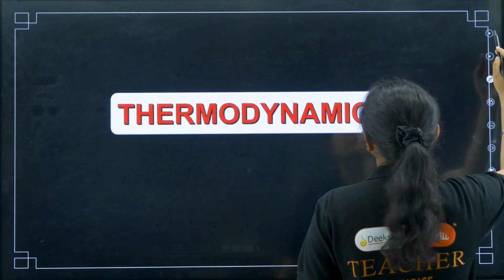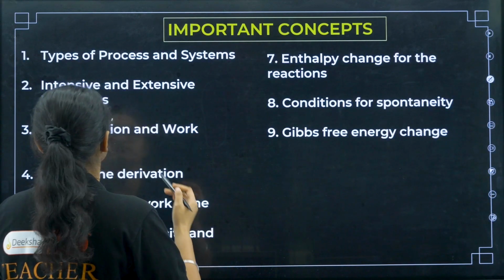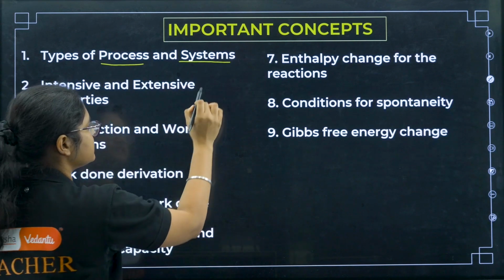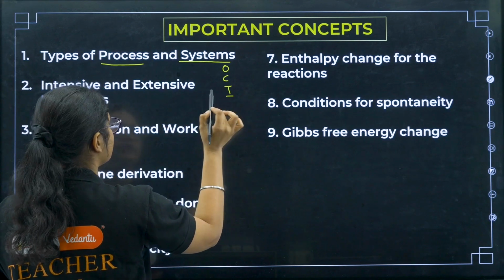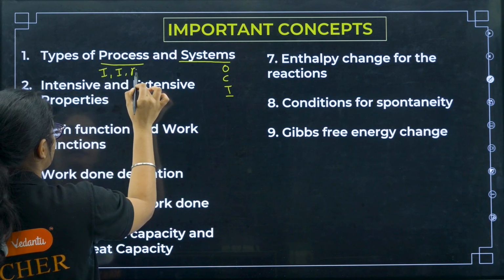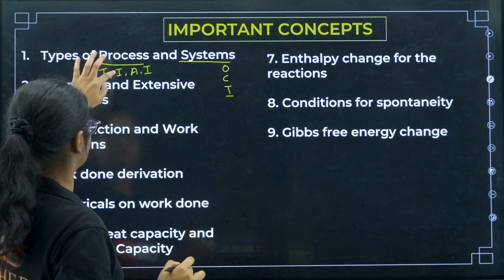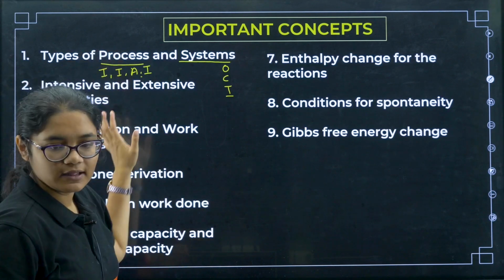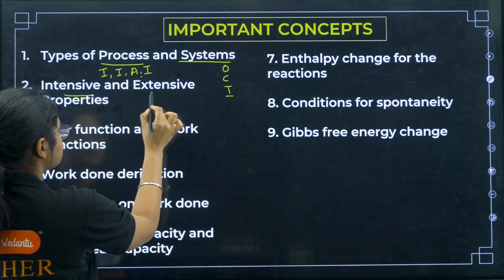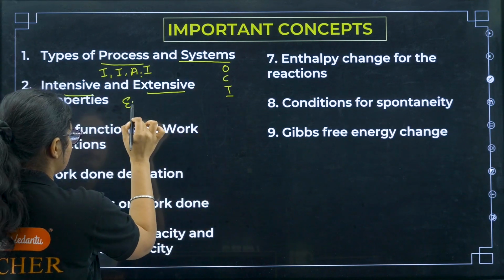Next we have thermodynamics, a very important chapter again. Here, first of all, you should know the types of systems and types of processes. Types of system: open, closed and isolated. Types of processes: isothermal, isobaric, isochoric and adiabatic. All these formulas and definitions you should know. Next, what is an intensive property, an extensive property, and their examples. Examples are a must.